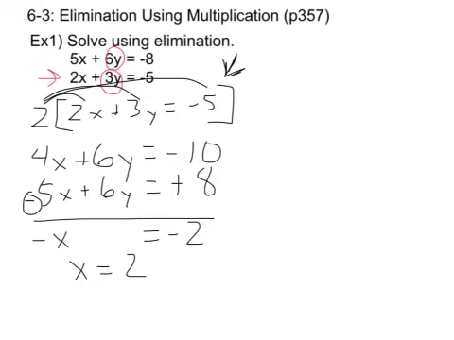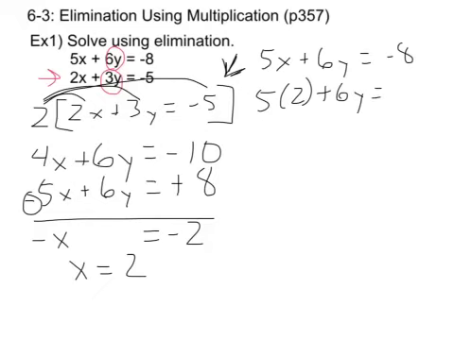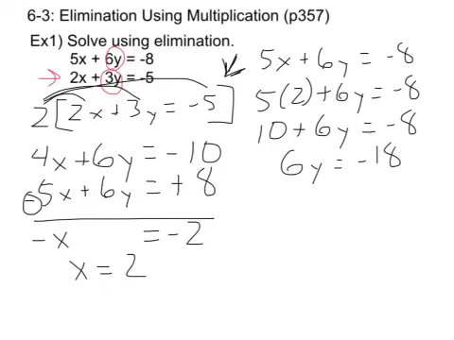So now I've got x equals 2. I can stick it into, let's say, the first equation. 5x plus 6y equals negative 8. 5 times 2 plus 6y equals negative 8. 10 plus 6y equals negative 8. And then I subtract 10 from both sides to get 6y equals negative 18. And then I divide both sides by 6 to get y equals negative 3. So my answer is 2 comma negative 3.